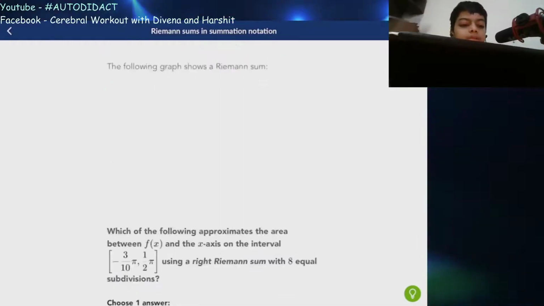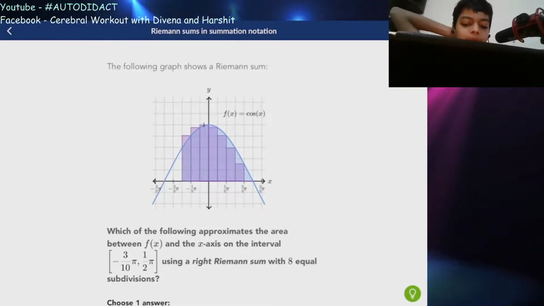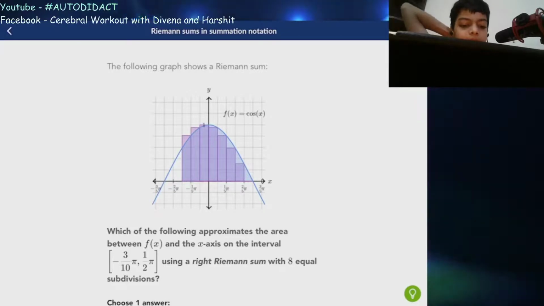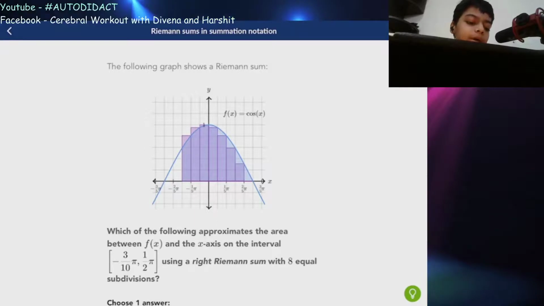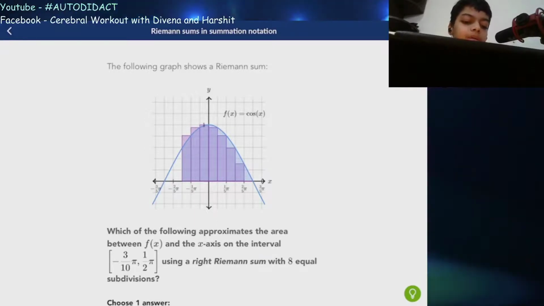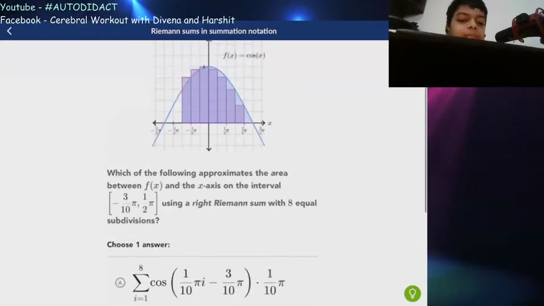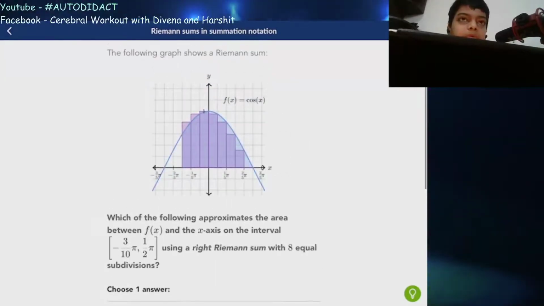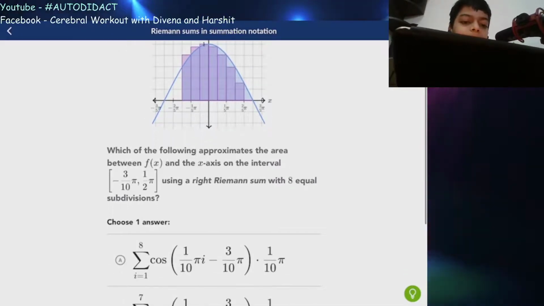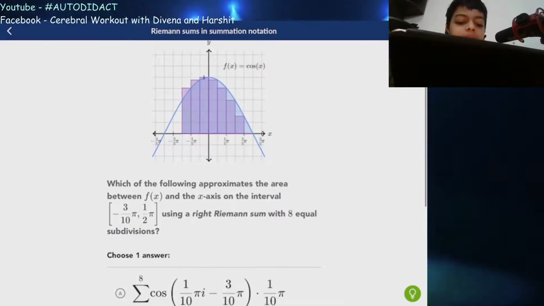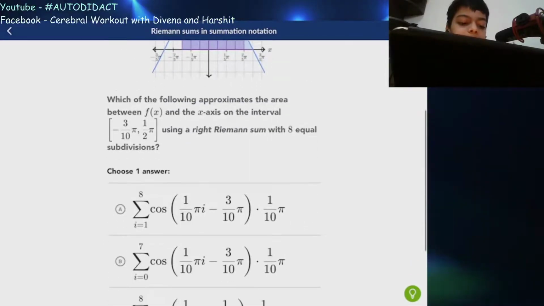So let's do the next one. The following graph shows the Riemann sum. Which of the following approximates the area between f of x and the x-axis on the interval -3/10 pi to 1/2 pi using a right Riemann sum with 8 equal subdivisions? Here f of x is equal to cosine of x, and this is the graph of it. We are using right Riemann sums, and we have 8 equal subdivisions.